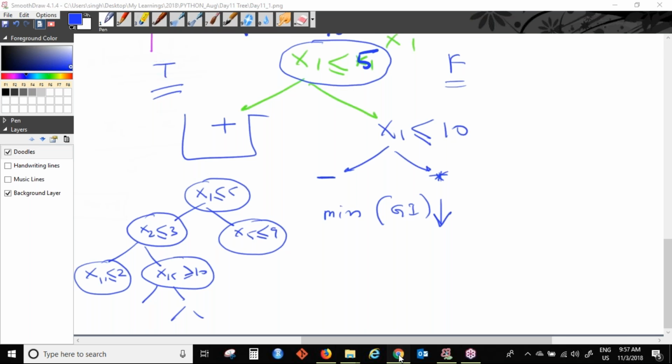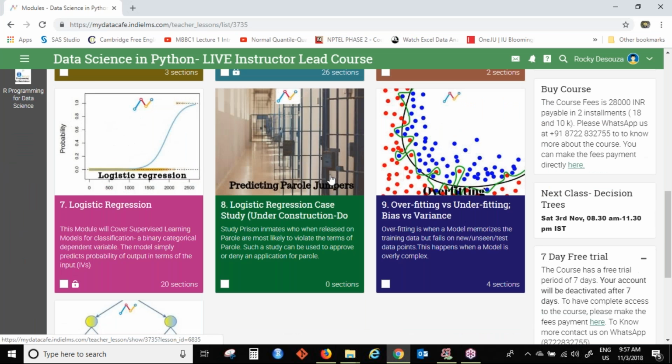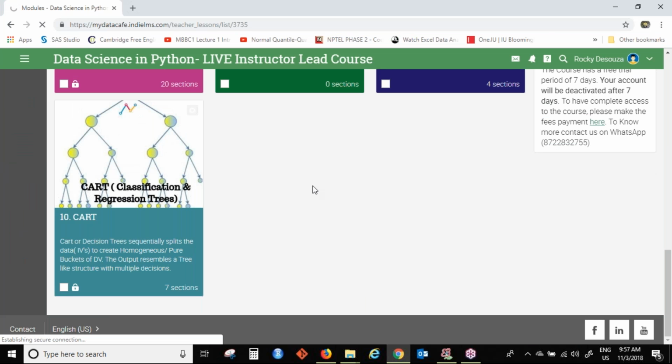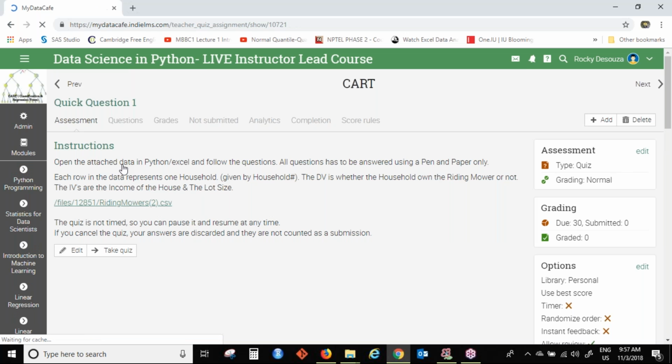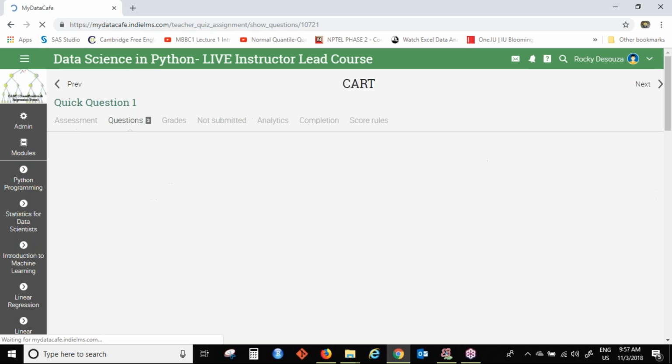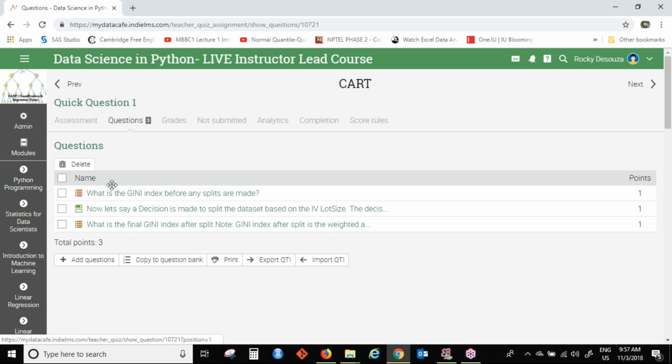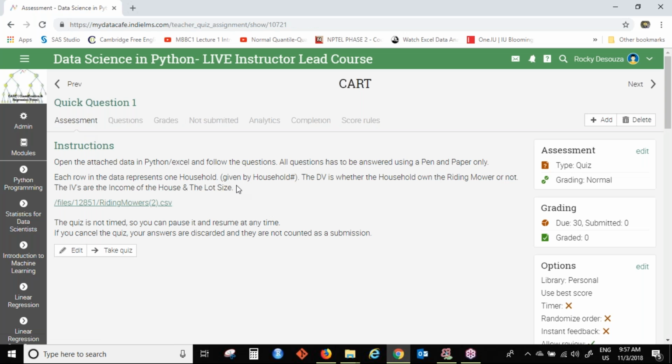Okay, so in the LMS, I will have a few assignments on this. For example, you will have a quiz which will ask you exactly to do this. In this quiz, I'll have a CSV file shared to you. If you see, the questions are such that you will have to calculate the Gini index before splits are made and after making some splits. So do this using your pen and paper, not using the software. All questions have to be answered using pen and paper only. So attempt these questions and you will have all the doubts resolved.